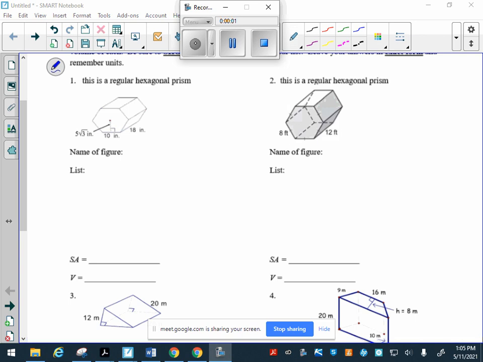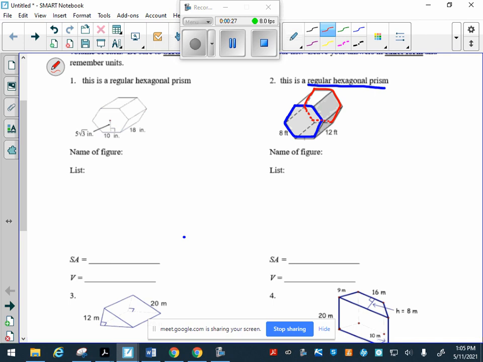Okay, so this one on page 7, number 2, is a regular hexagonal prism. That means that the bases are regular hexagons. Regular meaning all 6 sides are the same length, and all the interior angles are congruent. Notice this hexagon in the back is congruent and parallel to the hexagon in the front.